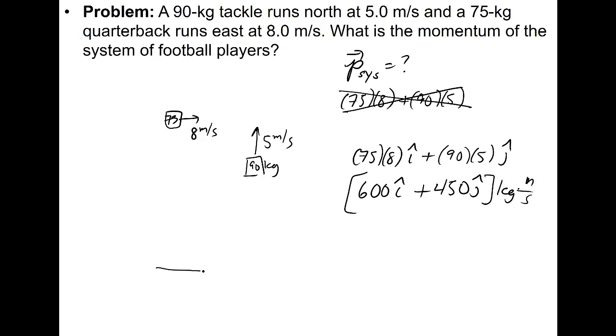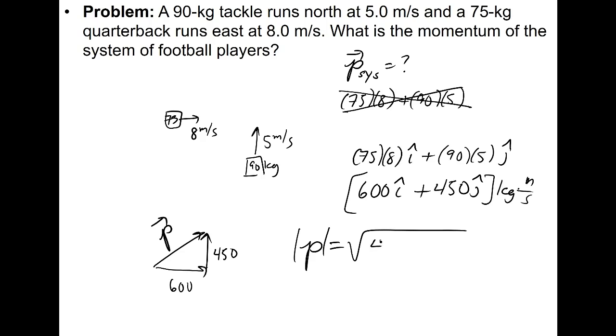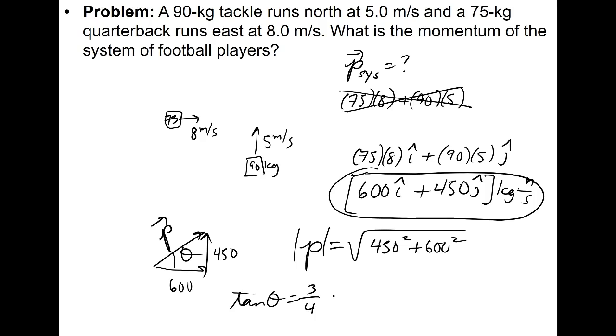If you want, you can write out the two legs of that triangle and try to find the hypotenuse. I'm not going to do that now, but that would be the total momentum. To find the magnitude, you could do 450 squared plus 600 squared. And to find the angle, you could say the tangent of the angle is 3/4, 450 over 600. But I would be fine with it if you just wrote momentum as 600 i hat plus 450 j hat.